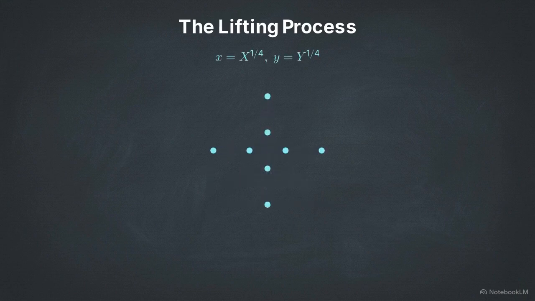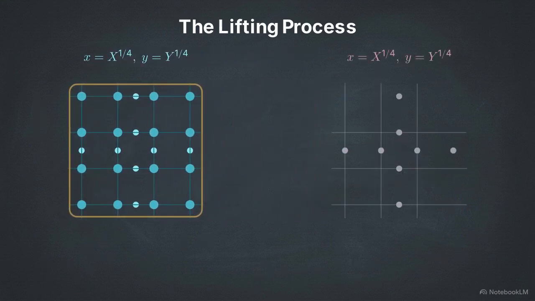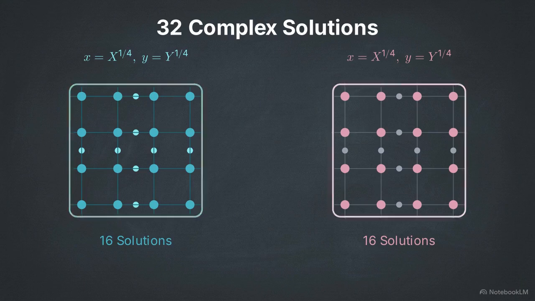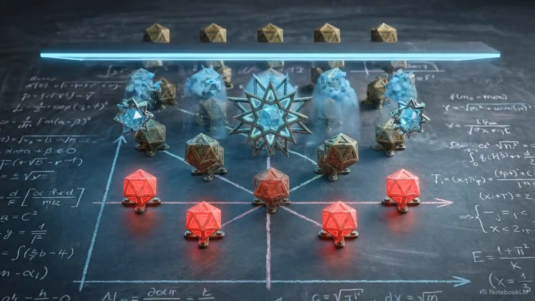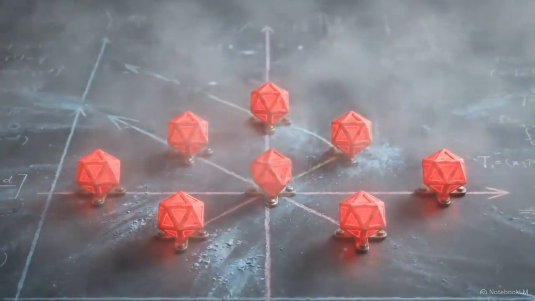Multiplying the 4 roots for x by the 4 roots for y generates a 16-point matrix in the complex plane. With 2 distinct anchors, we double those 16 permutations. The octic system generates exactly 32 complex solutions. 32 complex solutions exist, but our objective is isolating the strictly real branches that reside within the real Cartesian plane.